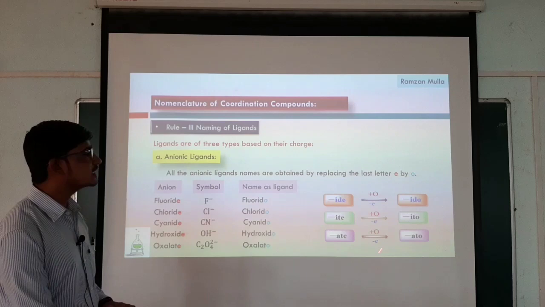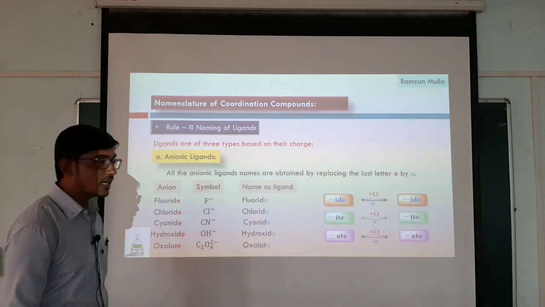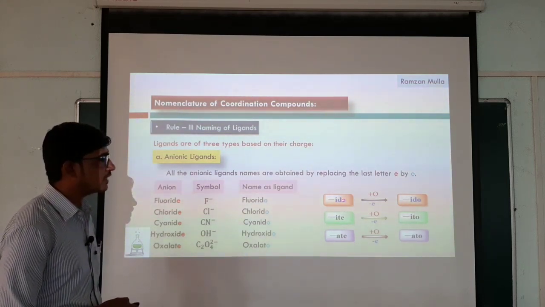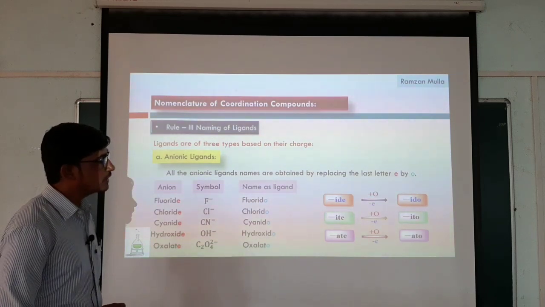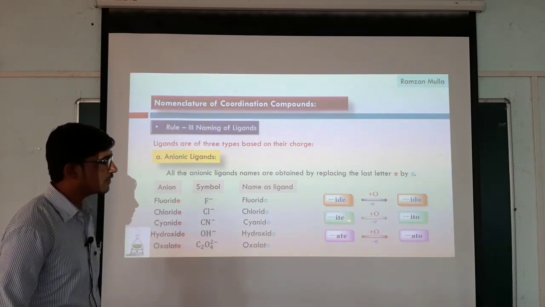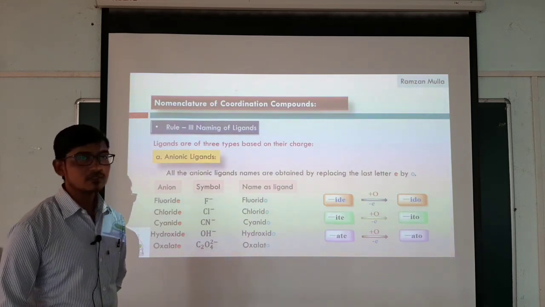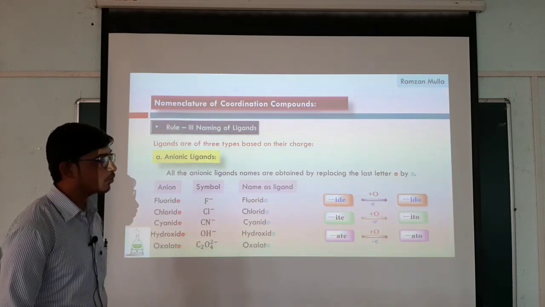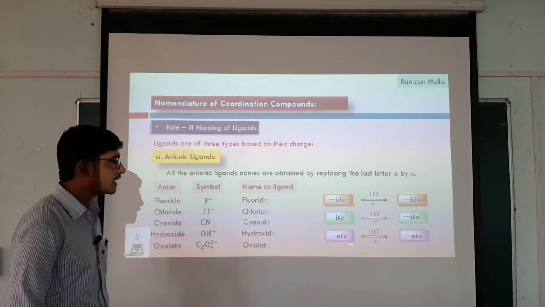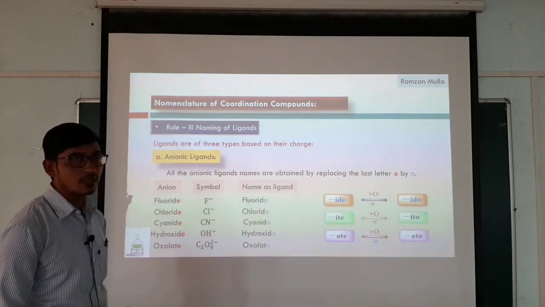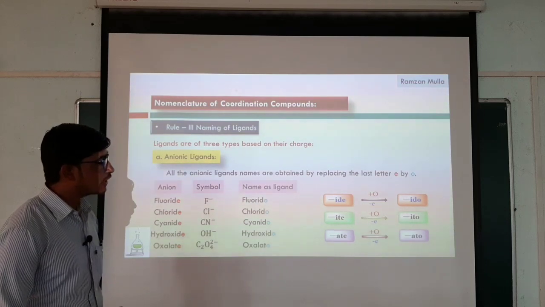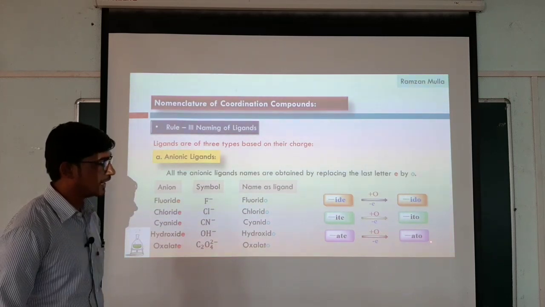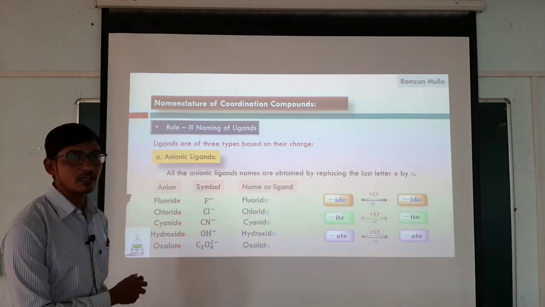We already discussed this in the last video. Whenever anionic ligands end with IDE, we replace the ending E by O to make it IDO. Similarly, we have certain anionic ligands ending with ITE, for example nitrite, sulfide, phosphide. In such cases, we replace the E by O to make it a ligand. And there are certain ligands ending with ATE, for example sulfate, phosphate, nitrate. To make them ligands, we change the E to O so that it becomes ATO. These are the rules for writing anionic ligands.